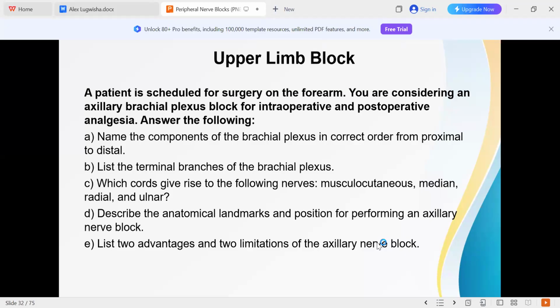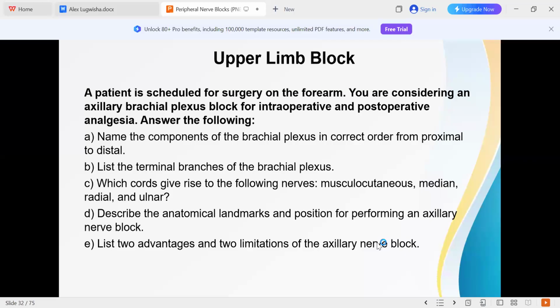So we have root, then trunks, then divisions, cords, and branches. What comes first, cord or division? Division comes before cord. Remember, I said: root, to me, drinks cold beer.